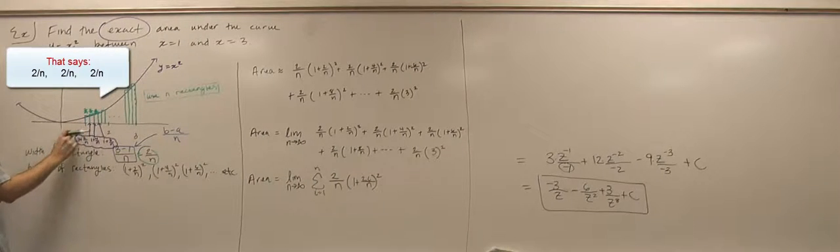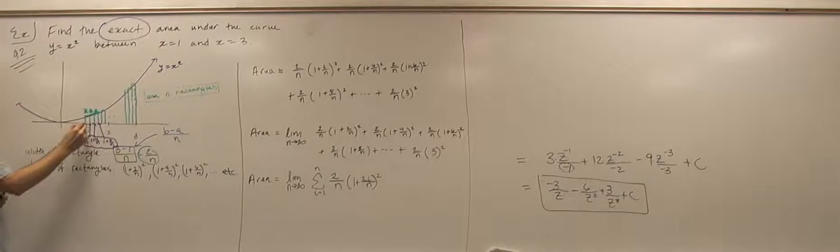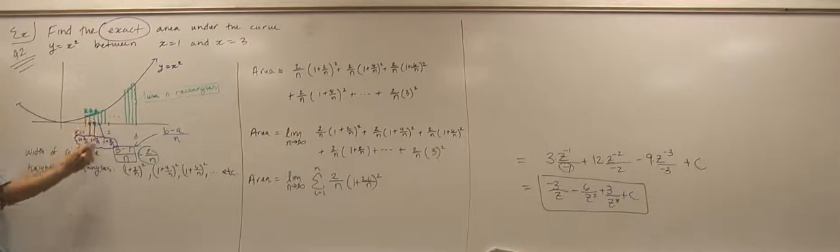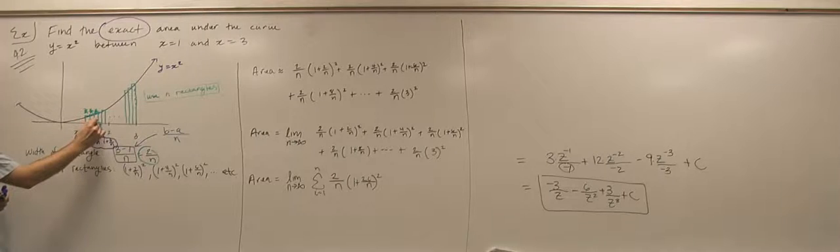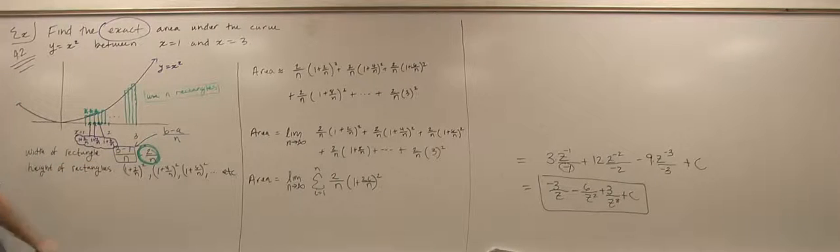So if I start from 1, which is my left bound, and I add 2 over n, I get the endpoint of my first rectangle. Then if I add 2 over n again, I get the endpoint of my next rectangle. If I add 2 over n again, I get the endpoint of my next one. So I'm adding the 2 over n every time. But the effect of adding 2 over n, just because of the way we add fractions, is that it ends up adding 2 in the numerator. 2 over n plus 2 over n is 4 over n. 4 over n plus 2 over n is 6 over n. So the effect of adding this width just makes my numerator bigger.